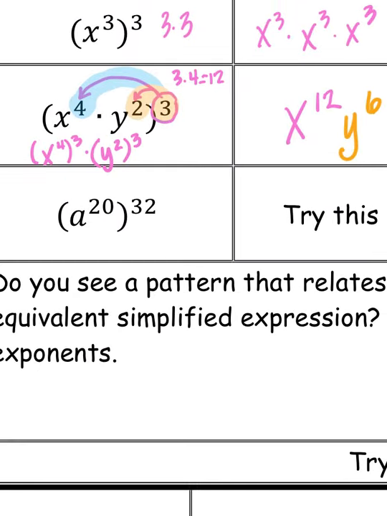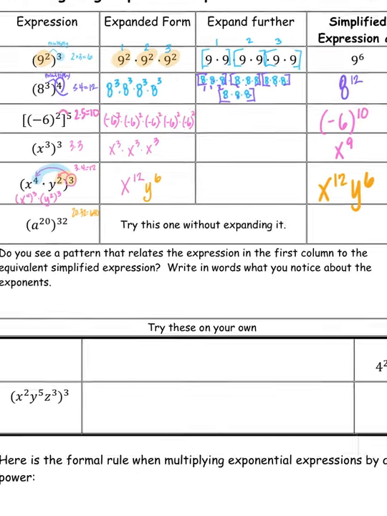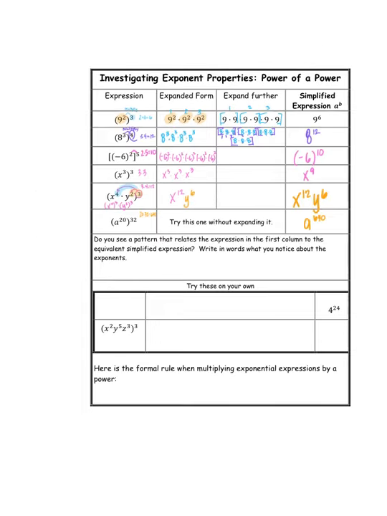Okay, and then a to the 20th to the 32nd, we're going to just multiply 20 times 32, and we get 640. So our answer then is going to be a to the 640th power.